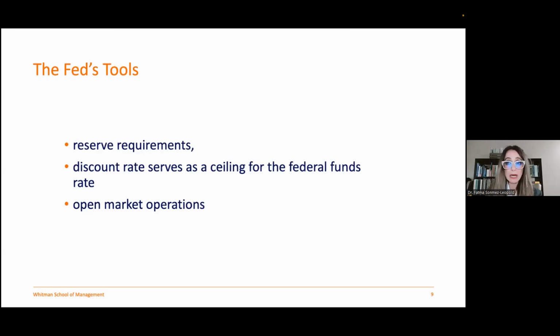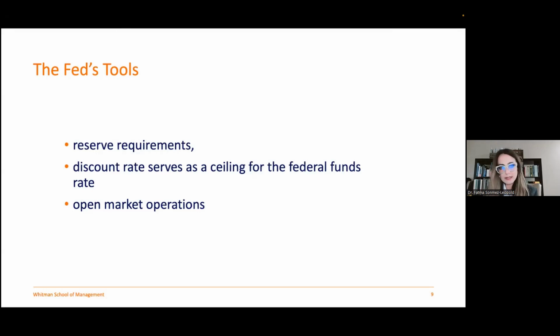Some banks maybe do not have enough reserves to satisfy the regulations. So they go out and borrow money. Or they might have excess reserves that they loan to other banks that need reserves. So that is actually the federal funds rate.